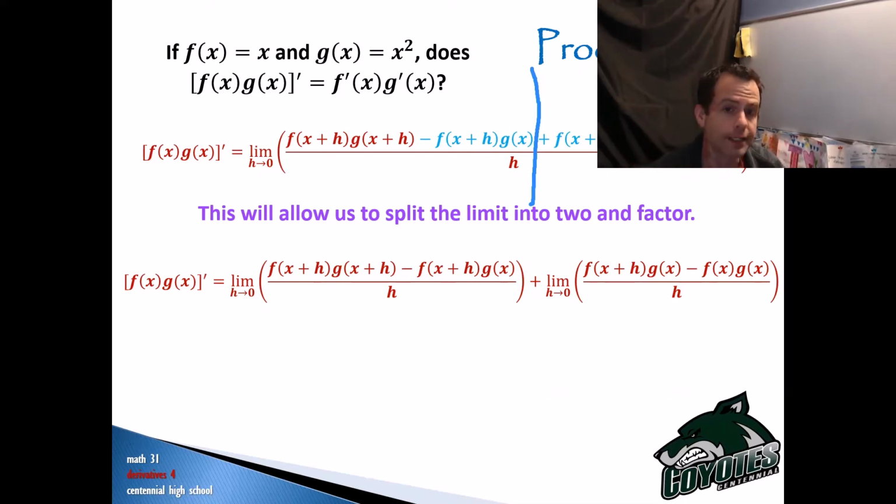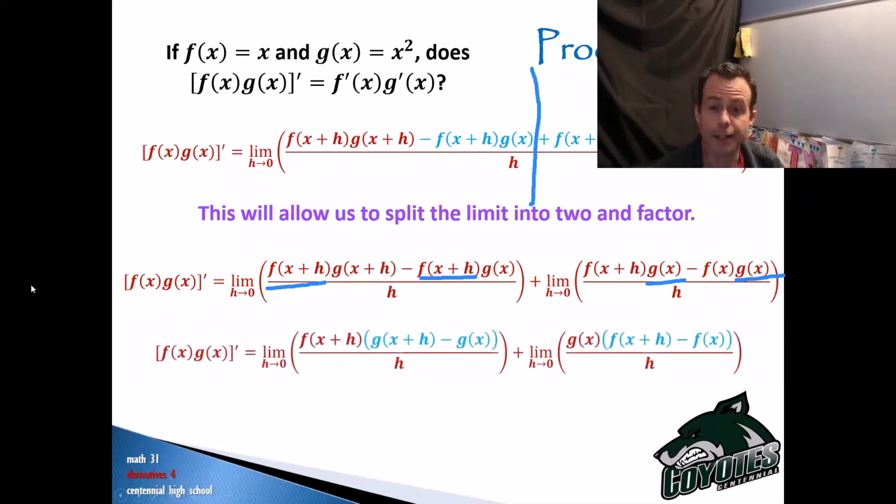Now, I'm going to take a look at this first limit, and I'm going to say, hey, is there anything I can factor out of there? Well, yeah, both of them have this f of x plus h. So I can factor an f of x plus h out of that guy. And on the second guy, both of them have a g of x. So I can factor the g of x out of those guys. Okay, if I do that, I end up looking like this.